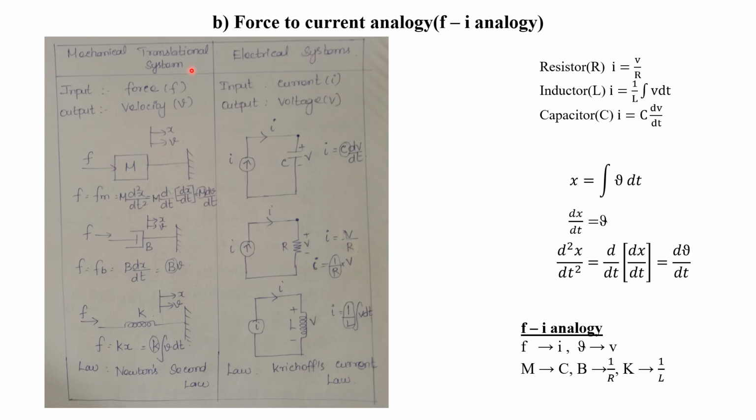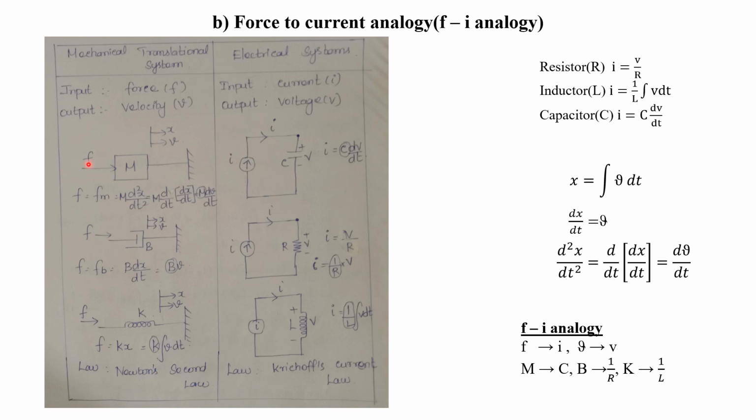Okay, so in the force-to-current analogy, in the mechanical translational system we are considering the input as a force. In the electrical system we are considering the input as a current. In a mechanical translational system, what will be the output? That is the rate of change of displacement, which is nothing but velocity. And in the electrical system the output will be a voltage, because we consider the input as a current. Now we are going to transform each and every element one by one.